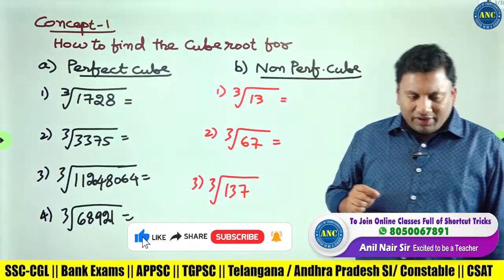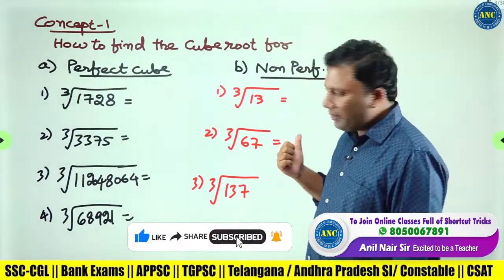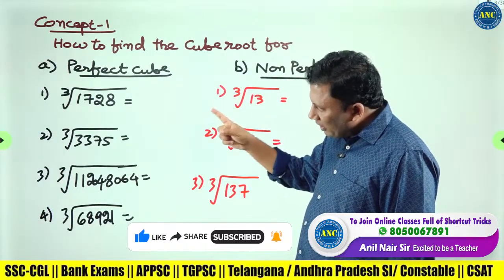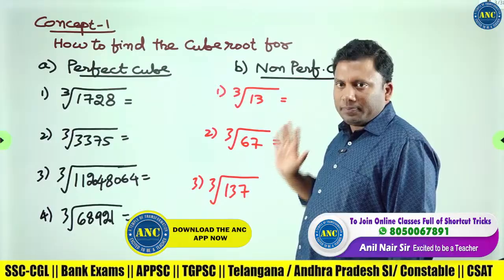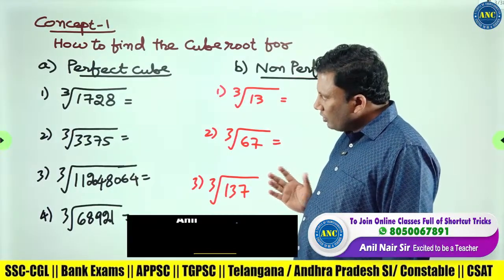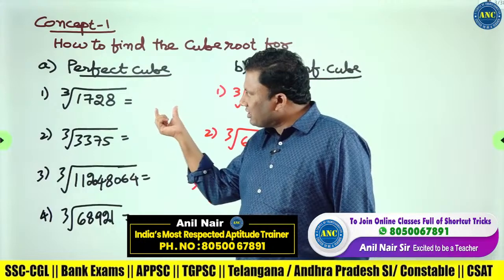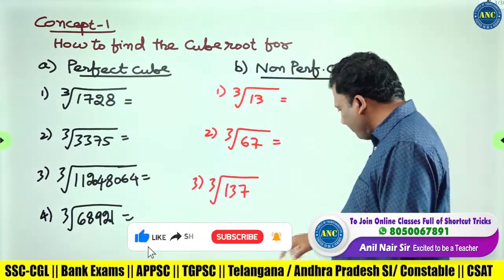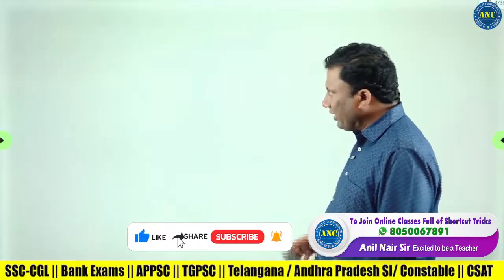Prime factorization, that is one way. We will discuss some other way. How to find out the cube root of a perfect cube, non-perfect cube. Same thing, last class we discussed square root of a perfect square and a non-perfect square. Now, perfect cube.